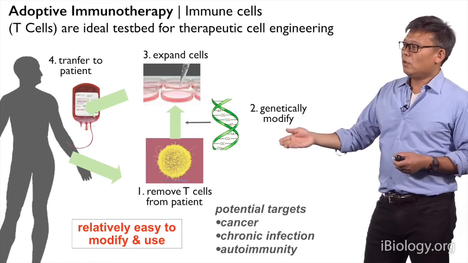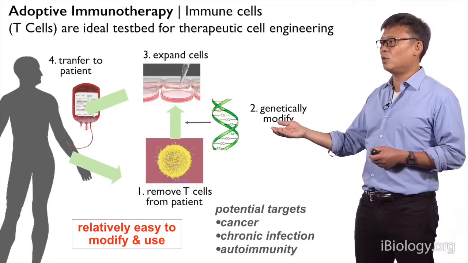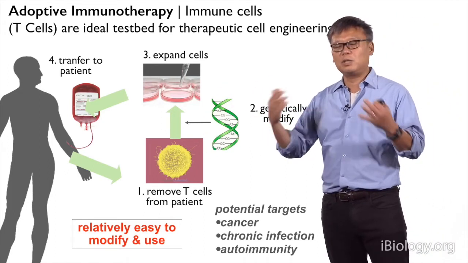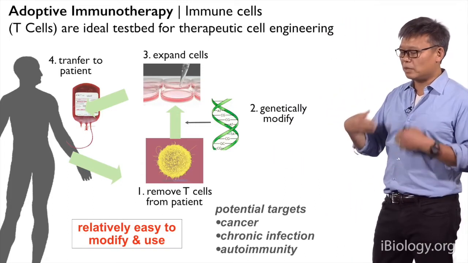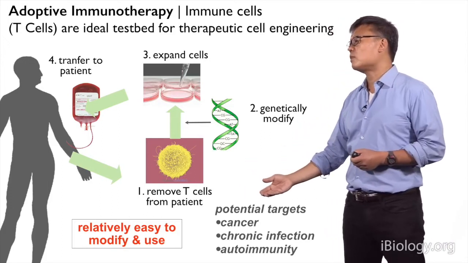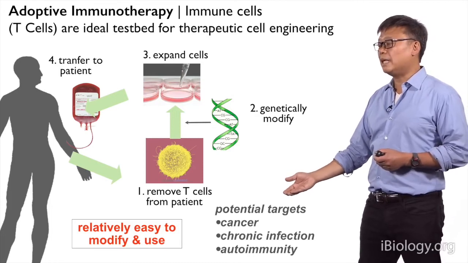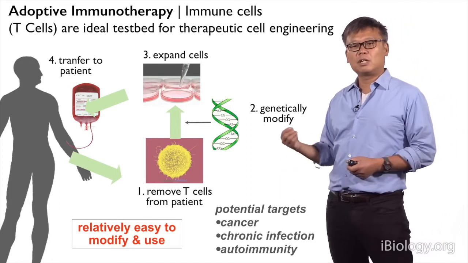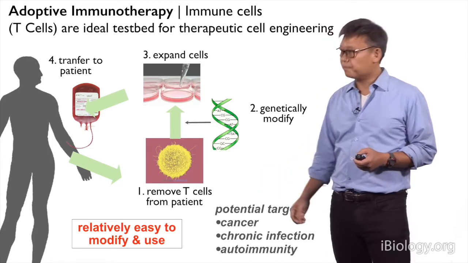More importantly, we know that we can actually remove T cells from a patient. We can genetically modify them ex vivo. We can expand them ex vivo. And then we can transfer them back into the patient. So this is pretty well established. So we can do a lot of different things that don't have to do with trying to modify things in situ. In addition, T cells can be used for many potential targets. They could be used to recognize cancer. They could be used to recognize chronic infection. And also, they could be used to combat autoimmunity.